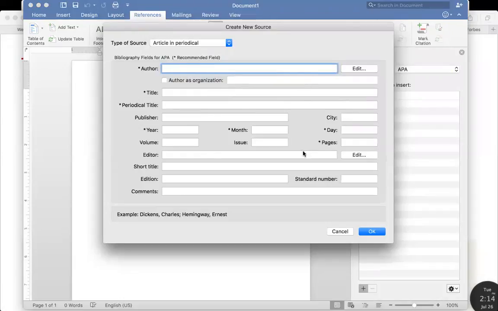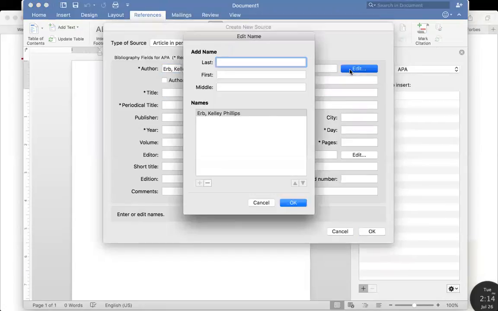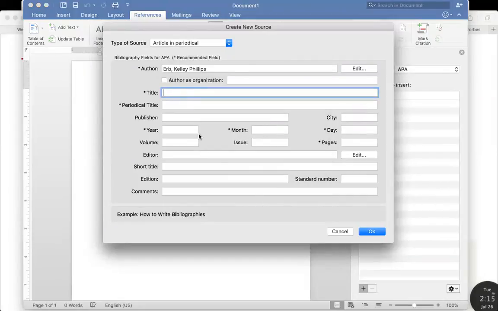And I'd put in that same information on the article. Let's just do a quick one. And oh, by the way, down at the bottom, it tells you the format to put things in. So you see, I can see that they want Dickens Charles, not Charles Dickens. So I would say Erb, Kelly Phillips. Okay. And if I click edit here, I can, again, put in what it's supposed to be, and it will give me the right format there.